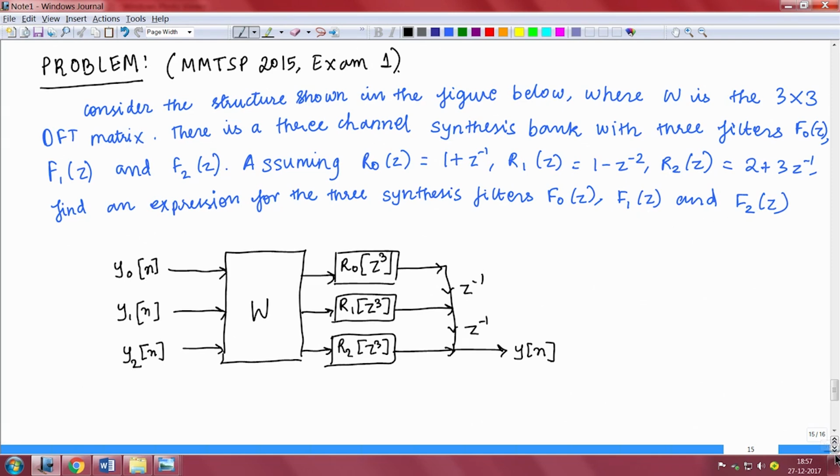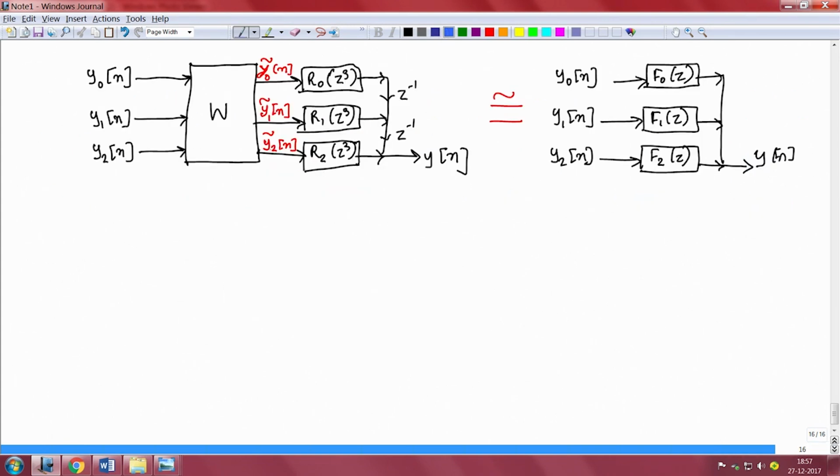So let us first understand the question. This is given to us, and on the other end the same thing can be represented as a synthesis bank with 3 filters F0, F1 and F2, and we need to get the representation of F0, F1 and F2. So let us solve it. From this particular figure which has this DFT matrix, W basically is the DFT matrix here.